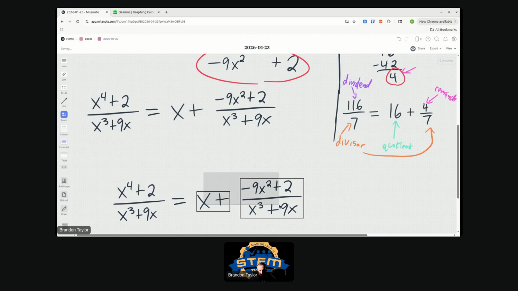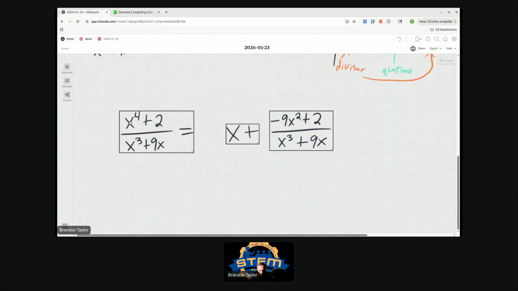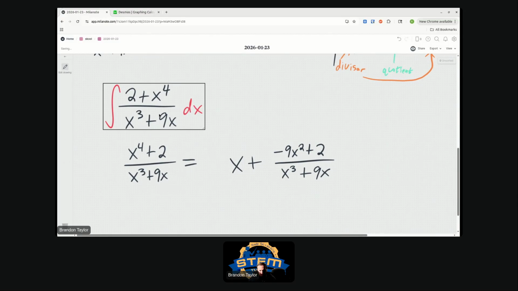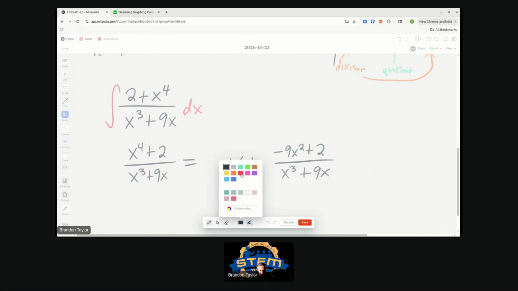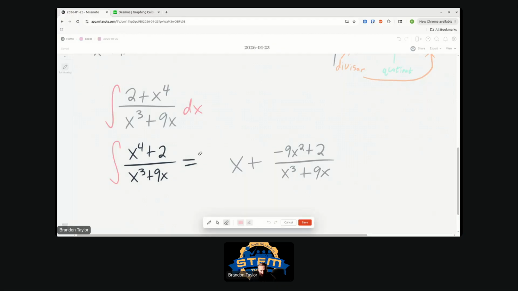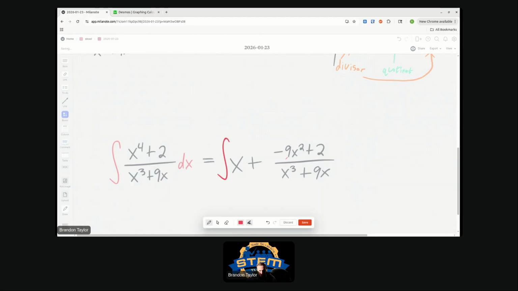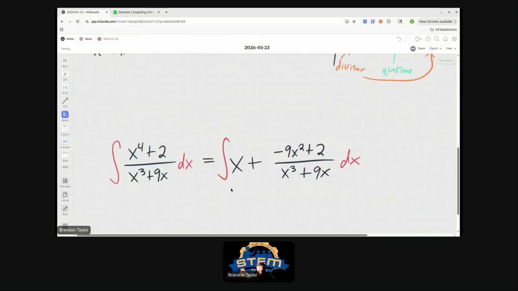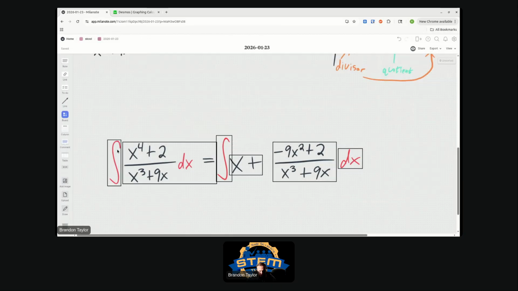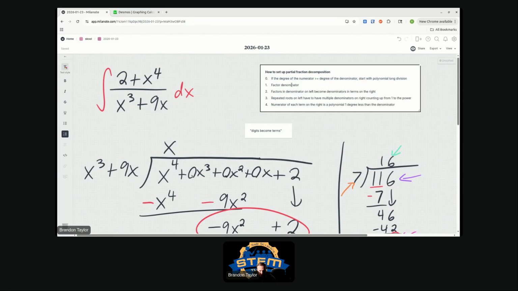And remember, what are we doing? We're basically trying to find the integral of this. Our original goal was to integrate this thing. I just switched the x fourth plus 2 around slightly. But basically we're trying to solve this. So how do we solve that? We take the integral of both sides. So instead of taking the integral of the left side, that would be equivalent to taking the integral of the right side. That's step 0. We just did the polynomial long division, and now we can continue with the problem.